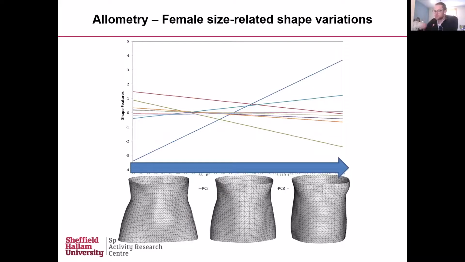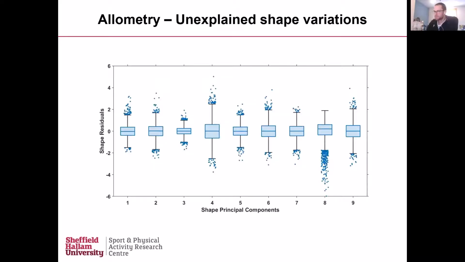So though these models are good in that we're able to see how shape is expected to change with size, what we can also do from the results of our allometric analysis is identify non-allometric or the unexplained shape variations. And this is kind of the interesting information that we were trying to draw out.